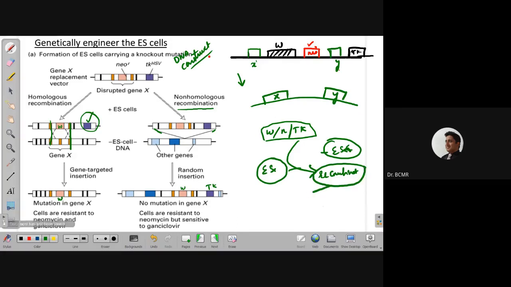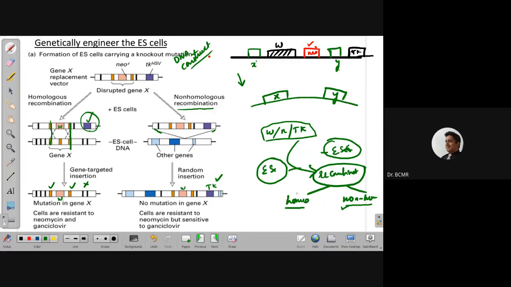There are 2 types of recombinants. One is through homologous recombination, and the other one is non-homologous recombination. There is a difference in the way they have integrated between homologous and non-homologous. In homologous recombination, the gene is between X and Y. In non-homologous recombination, the gene is somewhere else, not between X and Y. And there is also one more difference. In homologous recombination, the thymidine kinase gene is not integrated. Whereas in non-homologous integration, thymidine kinase is also integrated.